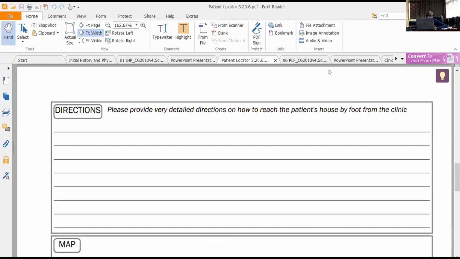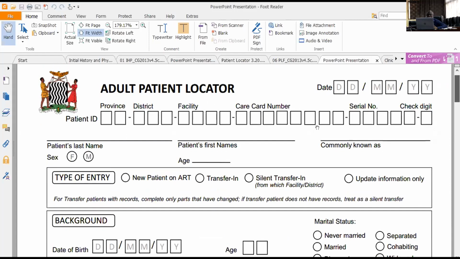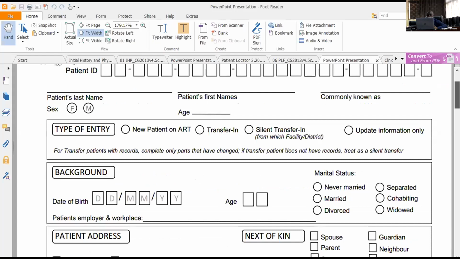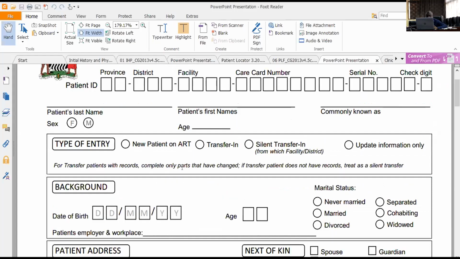Let me just jump to the new one. Let me skip version 4. Let's look at the new one. So the new one has another entry on the type of entry called silent transfer. The disclaimer at the bottom is that for transfer patients with records, complete only parts that have changed. If a transfer patient does not have records, treat as a silent transfer. On the other form, we used to treat this person without records as a transit. Was it? Let me just go back.